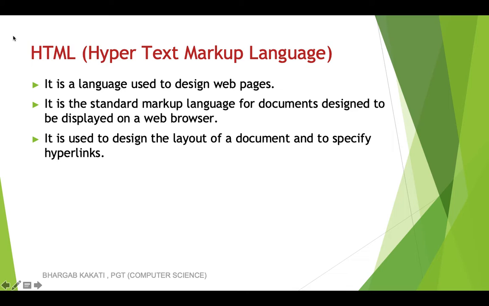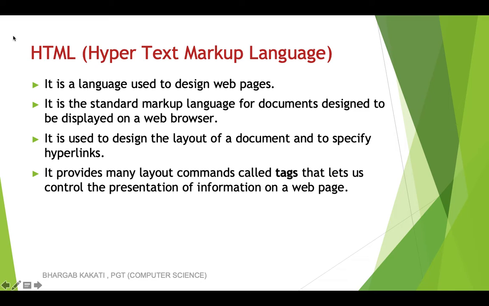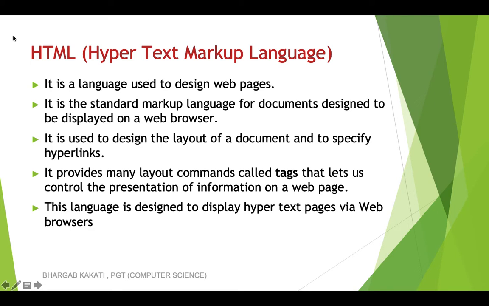From the home page, you go to different other pages also. Now how do you go from one web page to another? You go from one web page to another with the help of hyperlinks, and HTML will give you the facility to specify hyperlinks also. It provides many layout commands called tags that let us control the presentation of information on a web page. Now how will the information be presented on a web page? It will be provided by some commands. Those commands are known as tags. So this language is used to display hypertext pages via web browsers.